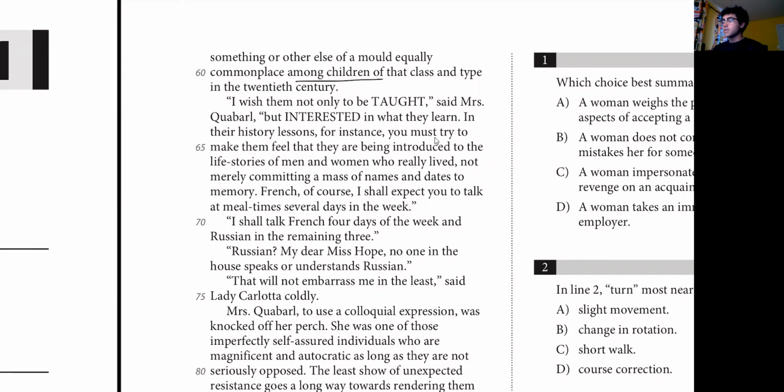So basically, these are the responsibilities that are thrust upon Lady Carlotta, or in this case, Miss Hope, right? Mrs. Corbel is saying, hey, I need you to teach them this. I need you to make sure they're interested in the history lessons, not just reading a textbook, the boring way. And in addition, I want them to speak French several times a week during mealtime. So basically, she's kind of a tutor during her time at the Corbels.